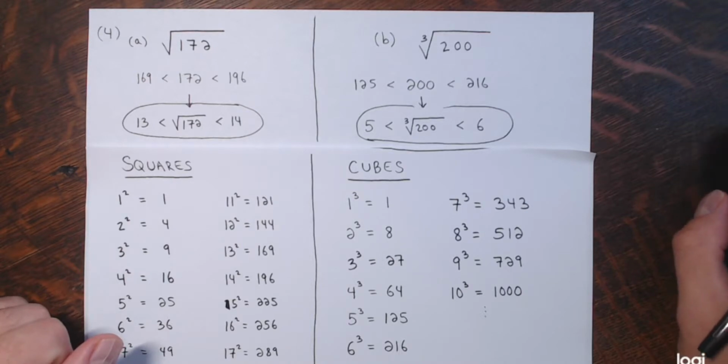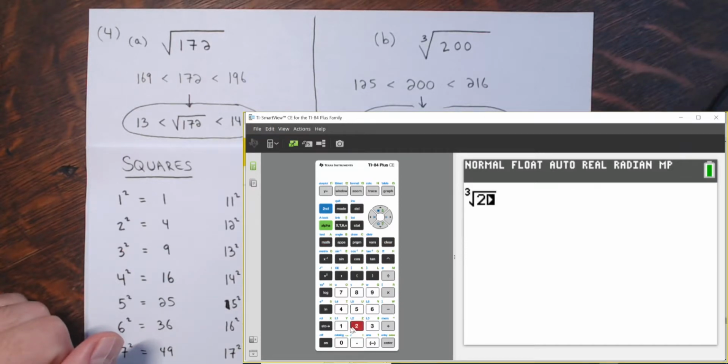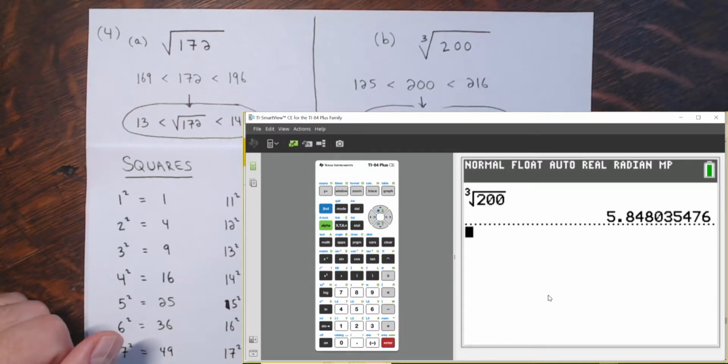All right, and again, let's test that out. I'm going to take the cube root of 200 and it's indeed between 5 and 6, right? Closer to 6, but 5.84 something. All right.